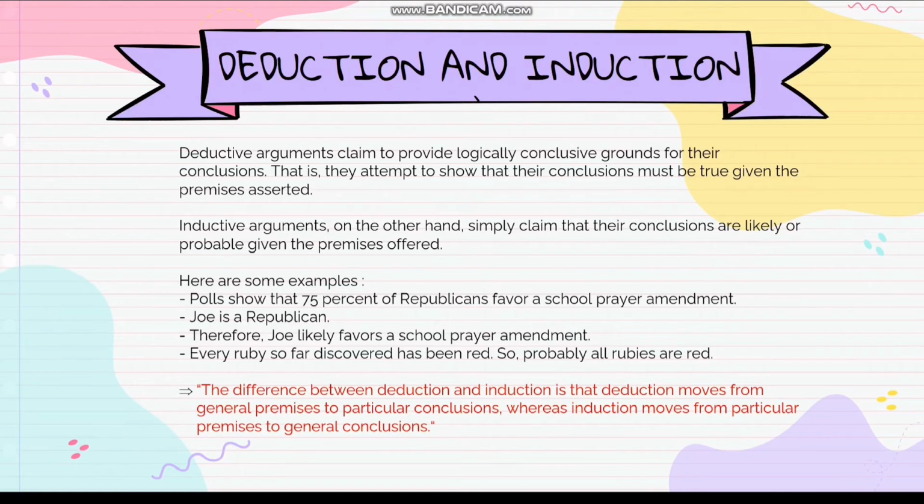It is often said that the difference between deduction and induction is that deduction moves from general premises to particular conclusions, whereas induction moves from particular premises to general conclusions. That, however, is a misconception.